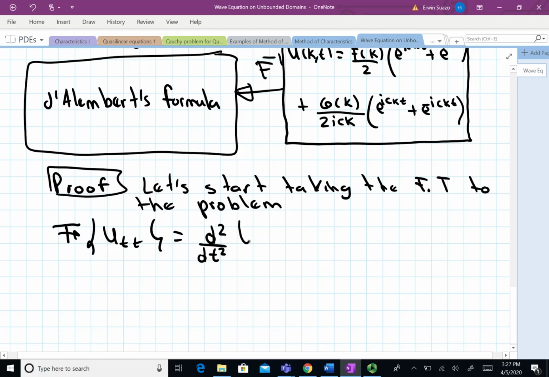So let me make a big U. This is a small u, and this is the Fourier transform of u. Then I use capital U of k, t. I like this notation. I'm following Debnath's book.